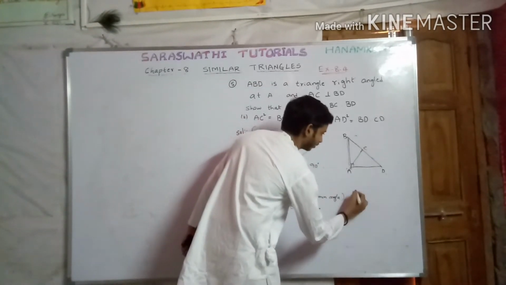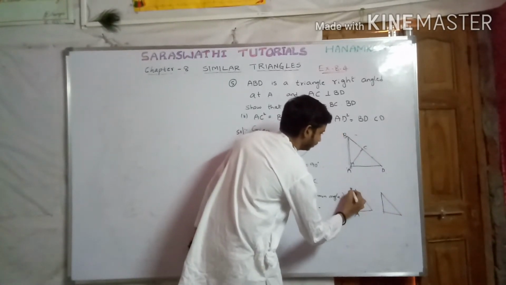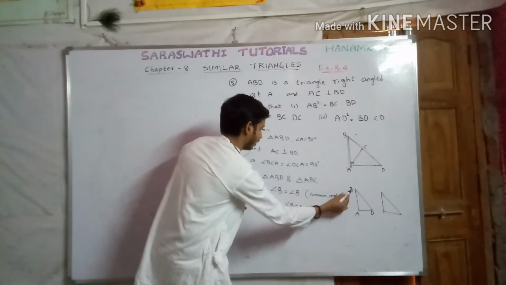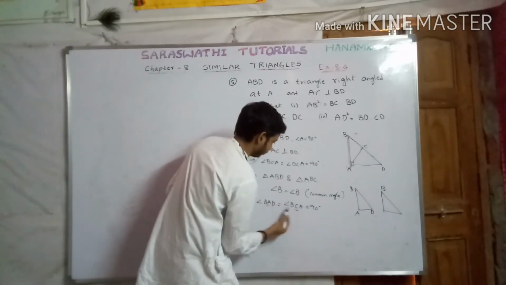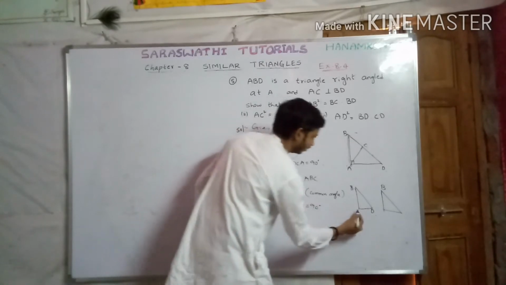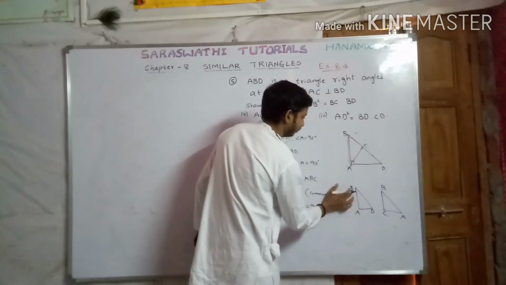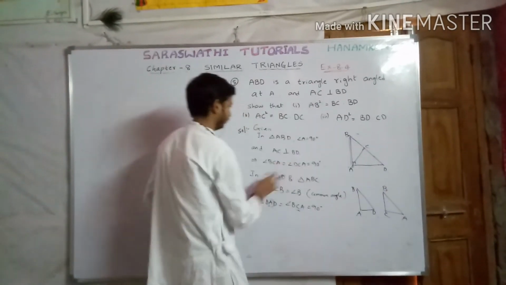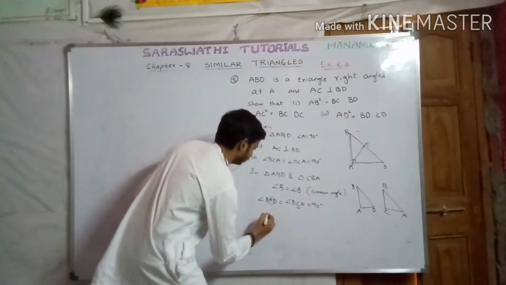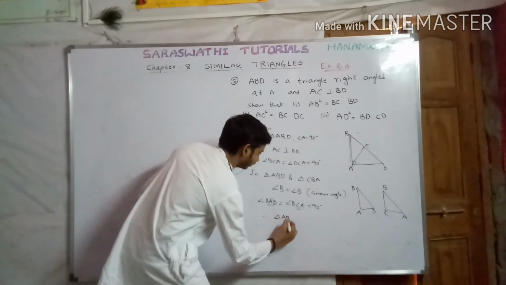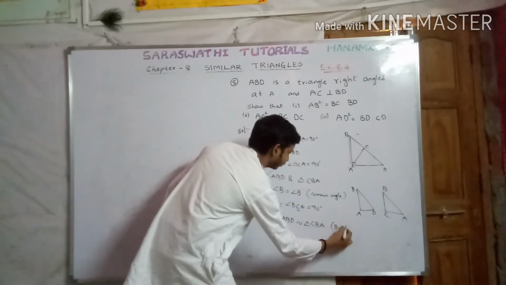So first draw these two triangles separately, it will be easy. A, B, D. The corresponding angle to angle B is angle B, and the corresponding angle to A, that is BAD, is C, that is BCA. So corresponding A, B, A, C. Write it as ABD similar to CBA. Therefore, triangle ABD is similar to triangle CBA by AA similarity.